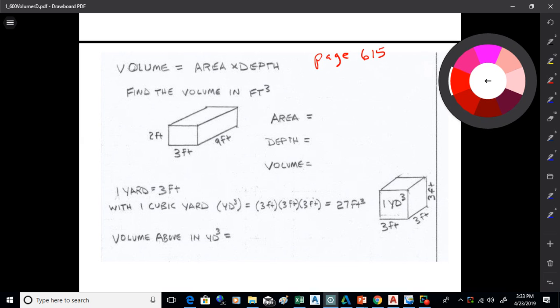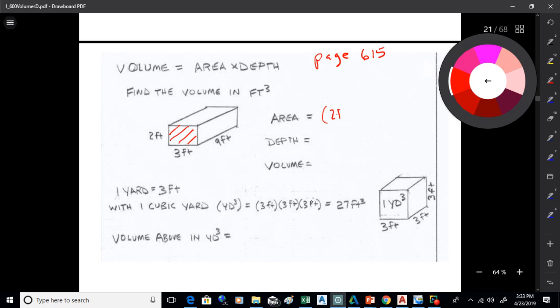If I want to find this volume, I'm going to find the area right here. It's 2 feet by 3 feet, otherwise known as 6 square feet. Right? The depth is 9 feet, so I'm going to take that 6 square feet times the 9 feet, and I'm going to come up with 54 cubic feet.